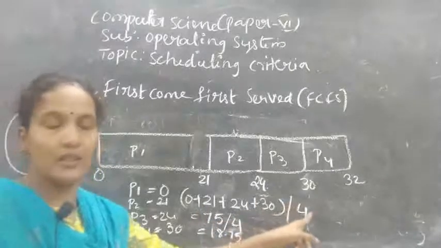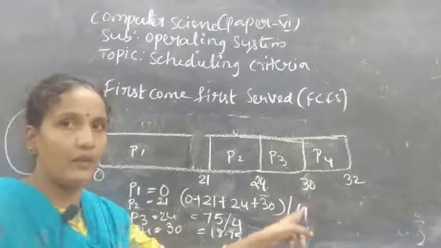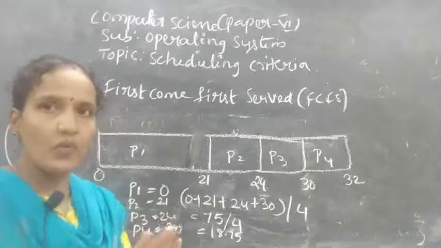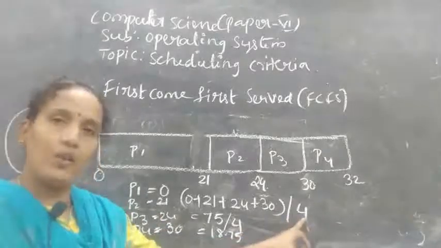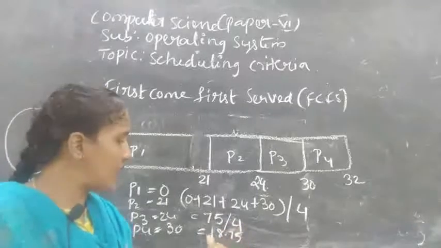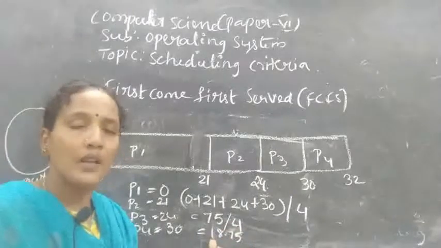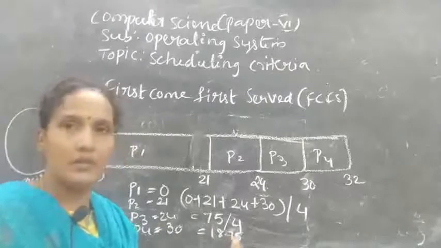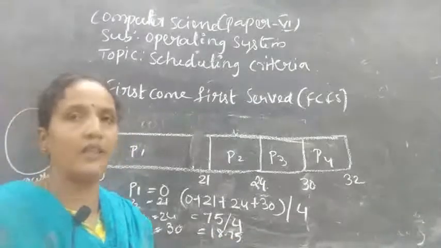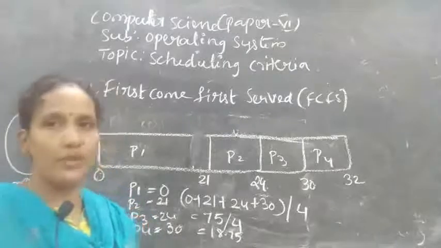You need to calculate the sum of all the waiting times and divide by 4. Why are we dividing by 4? Because here there are 4 processes. So that is why it is divided by 4. Total 75 divided by 4. What is the answer? What is the average waiting time? 18.75. This is the average waiting time. I have already calculated this, so go through that.